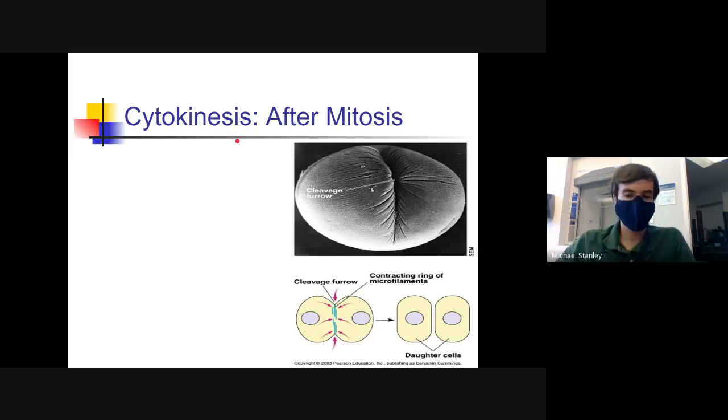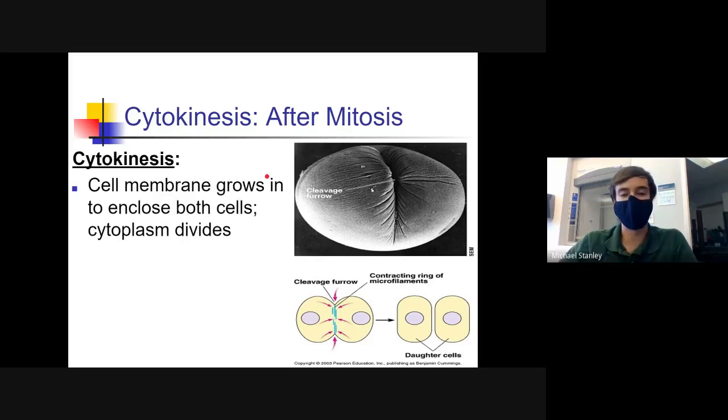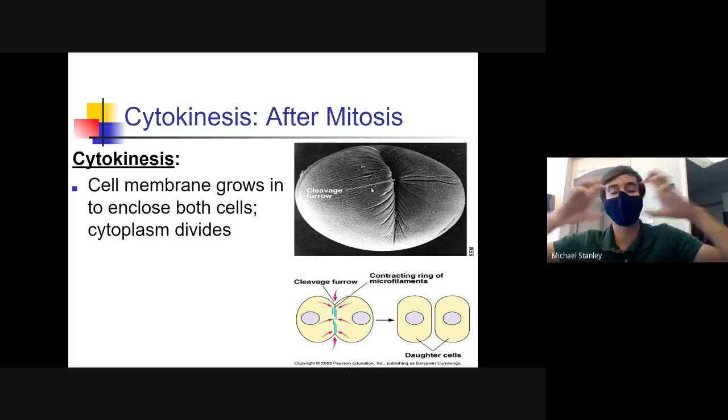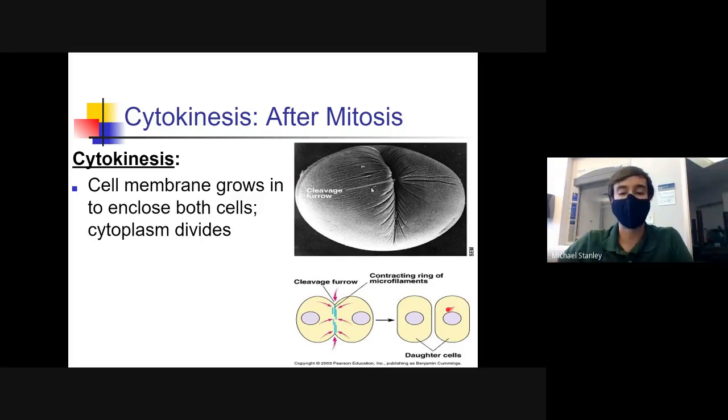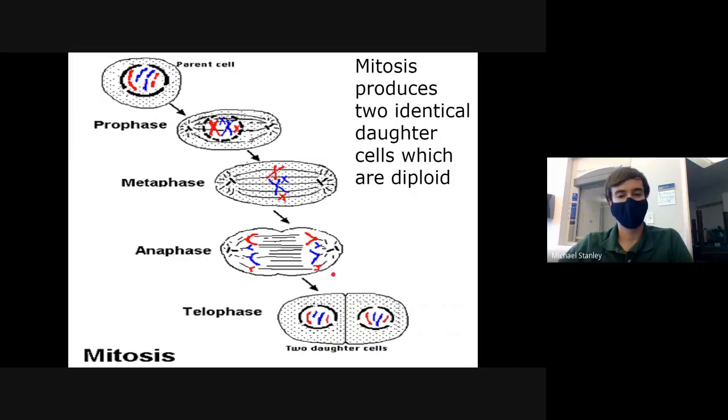And then finally, cytokinesis is the final little pinch, the final little cut that separates the cells apart. So that cell membrane finally pinches apart, and we end up with two distinct new cells. So we start off with a diploid normal body cell, and then we end with two identical diploid body cells. So mitosis, at the end of the day, produces two cells.